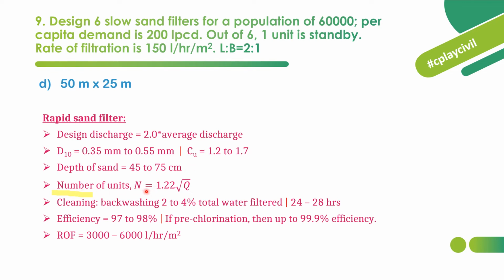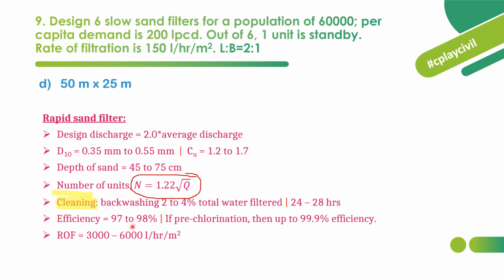The number of units required will be found empirically using this relation: N is equal to 1.22 root Q. This is also an important thing. N is equal to 1.22 root Q, where Q is in meter cube per second as usual. And here the cleaning will be done by backwashing. In case of a slow sand filter, the cleaning is done by scraping a 3 centimeter layer of sand. But here the backwashing will be done using around 2 to 4% of the total filtered water. And this backwashing will be done at an interval of 24 hours to 48 hours, for a period of 30 minutes or 15 minutes, depending on the conditions.